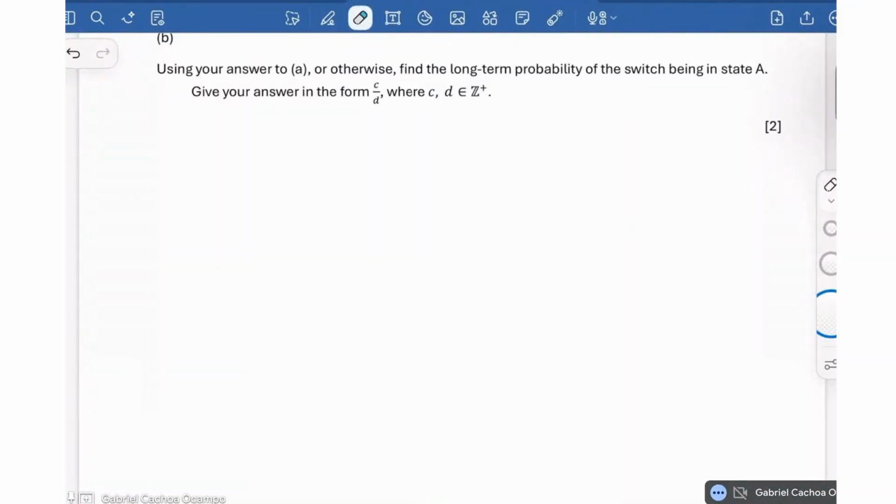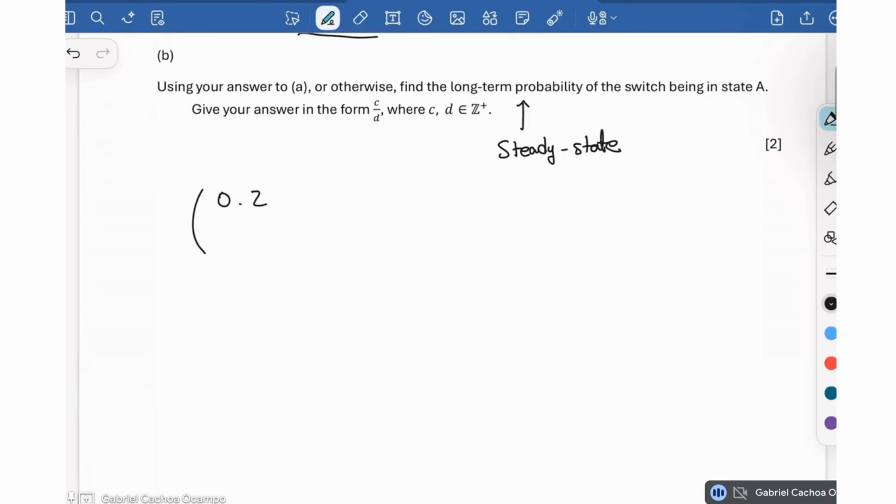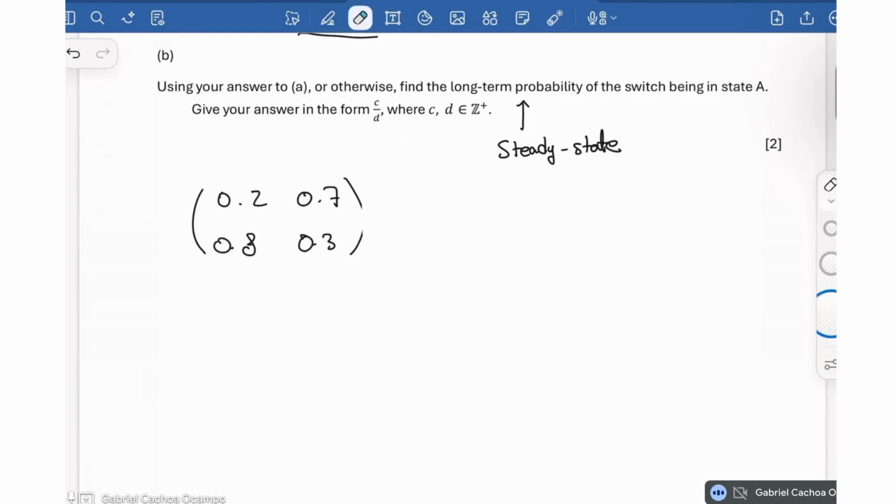Okay, and now for part B, they are asking me for the long-term probability. The long-term probability is another name for the steady state. A way of finding it: remember that for the steady state, you take your transition matrix and find its power to a very high exponent. This should be a high number.